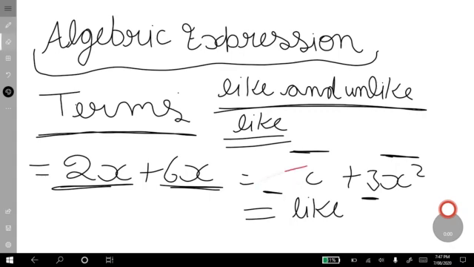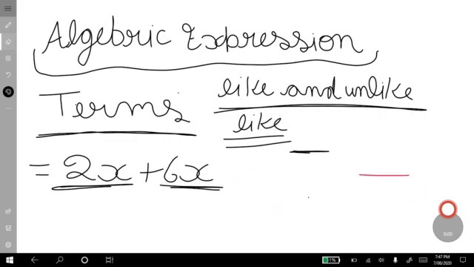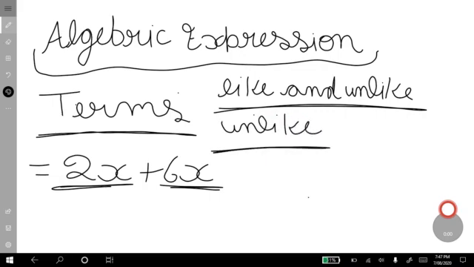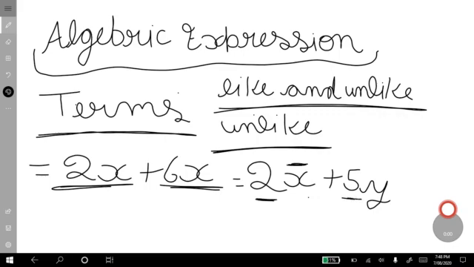Now let's take an example of unlike terms. Here's an example: 2x plus 5y. In unlike terms, we don't look at the numbers, we just look at the variables. In this one, the variables are different, so it is unlike.